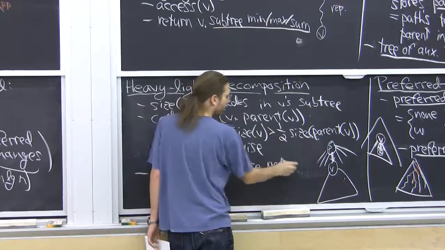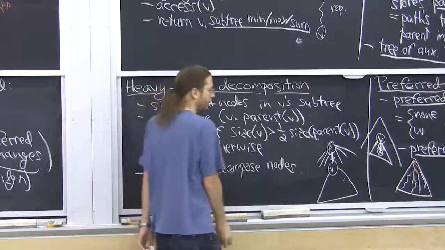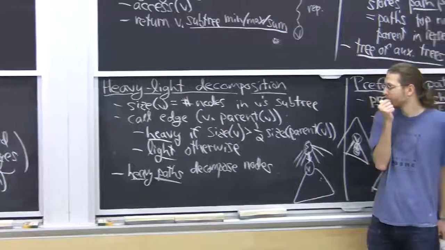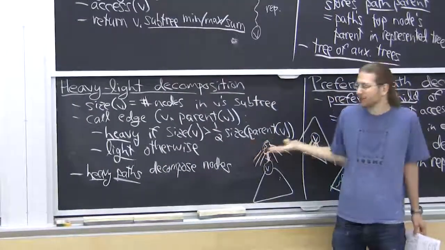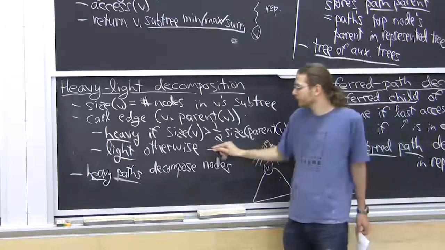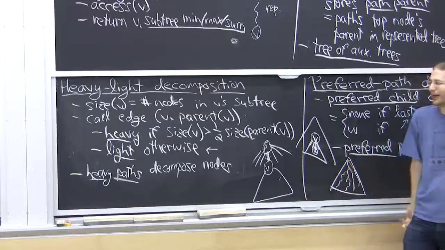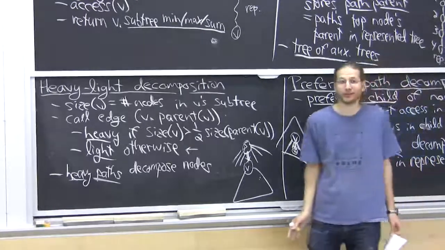Every node lives in some heavy path. It may be that a node has no heavy child, but at most one. This may seem kind of silly, but in fact, maybe all edges are light. This might not do anything. Every node is in its own path. That's actually a really good case.